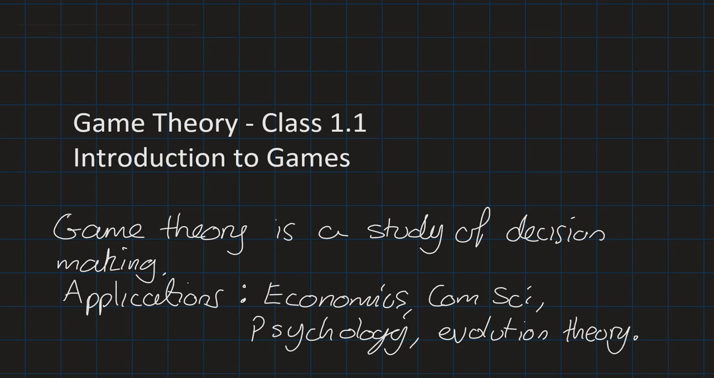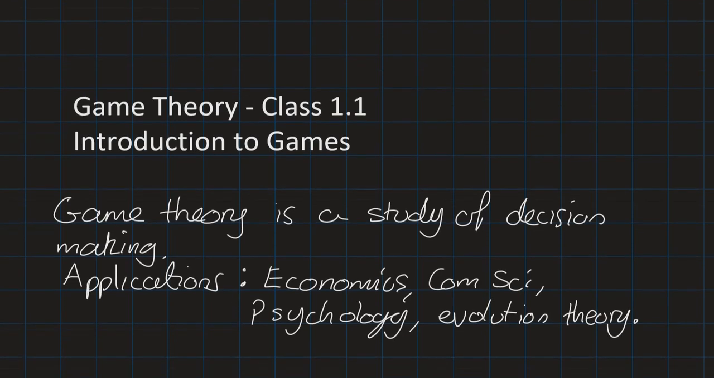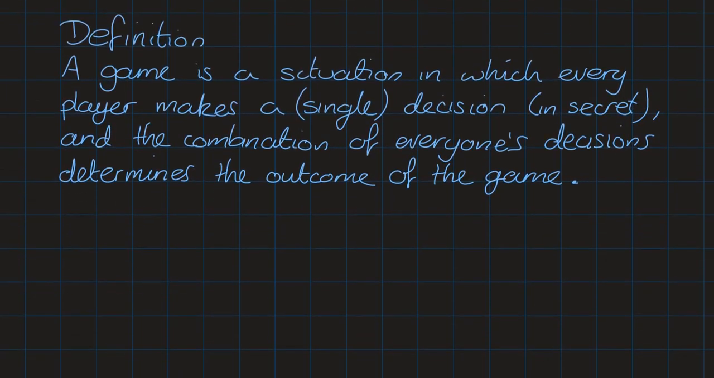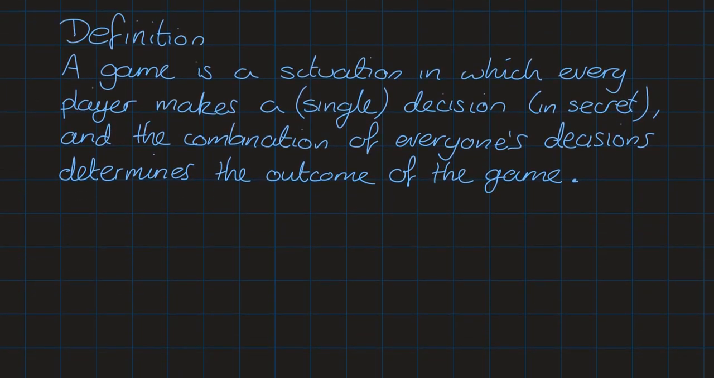But let's just dive in and see the definition of a game. So, definition. A game is any situation in which every player makes a single decision in secret, and the combination of everyone's decisions determines the outcome of the game.